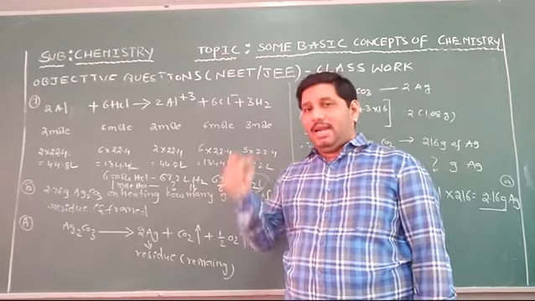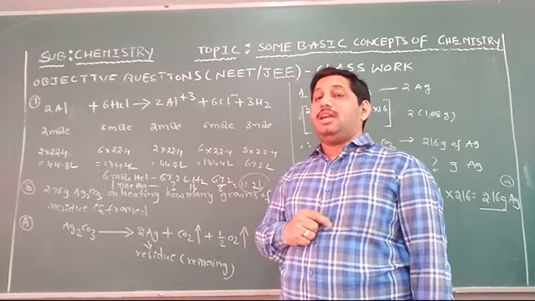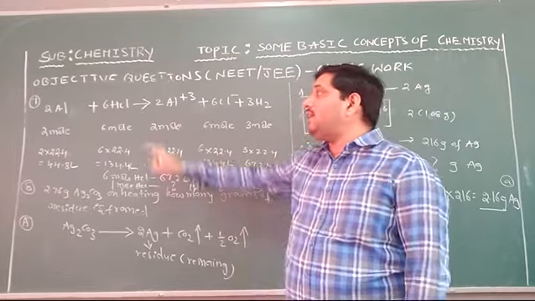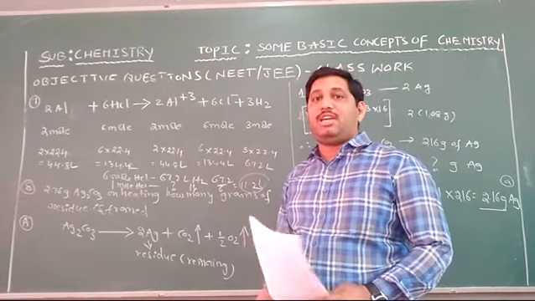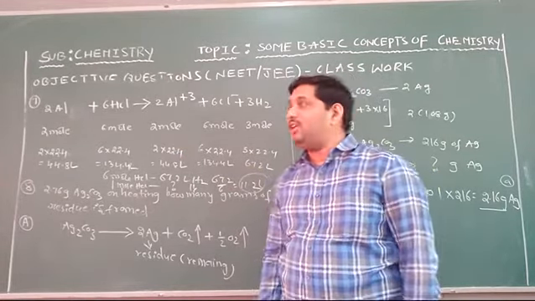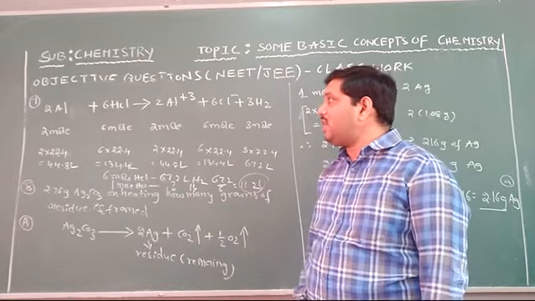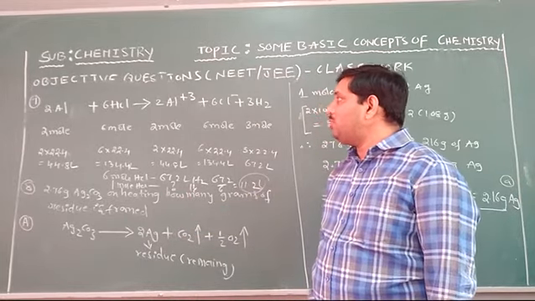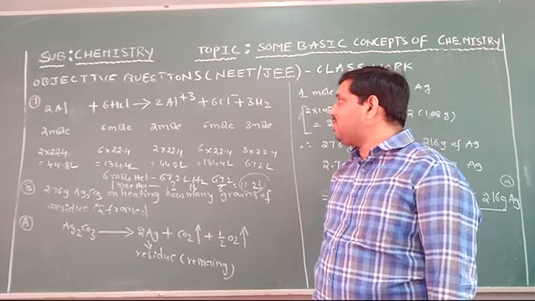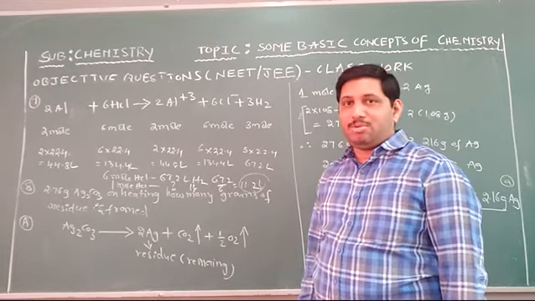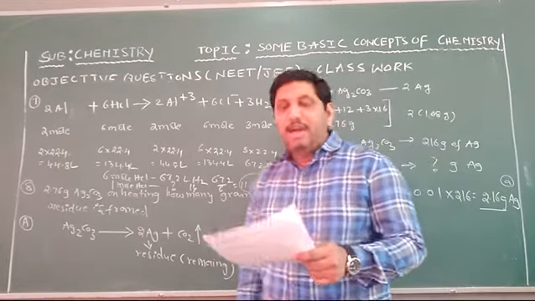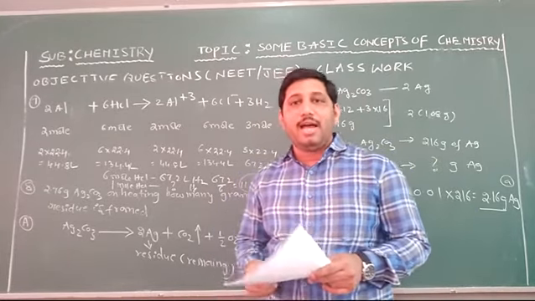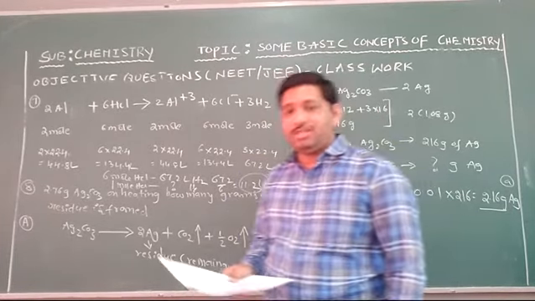See, students, these 4 statements appear to be correct, but only one is correct. Why? Because at STP conditions they are mentioned. At STP conditions you have to check, as well as the correct molar ratio. 2 moles of aluminium react with 6 moles of HCl to form 2 moles of Al3+, 6 moles of Cl minus, and 3 moles of hydrogen. Therefore, D is the correct answer. Clear, students? Next one.